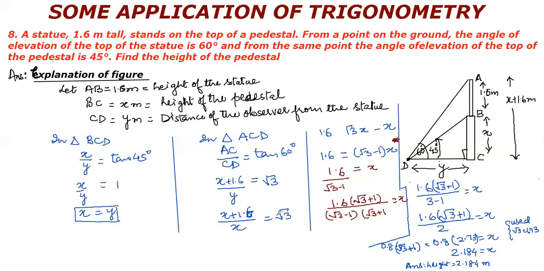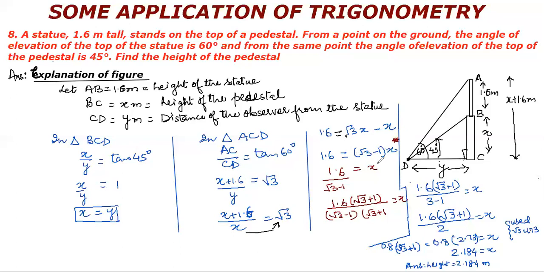So cross multiply and you will get that 1.6, leave this 1.6 here, take this square root 3 times X this side, so it will become square root 3 X. And if you transpose this X to this side, it will be square root 3 X minus X, and therefore 1.6 is equal to, you will take X common, so this will be 1.6 is equal to X times square root 3 minus 1.